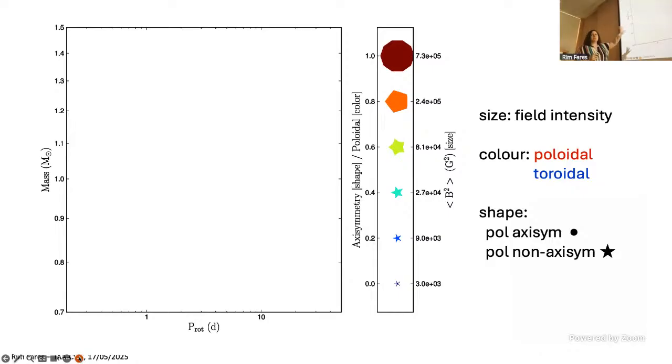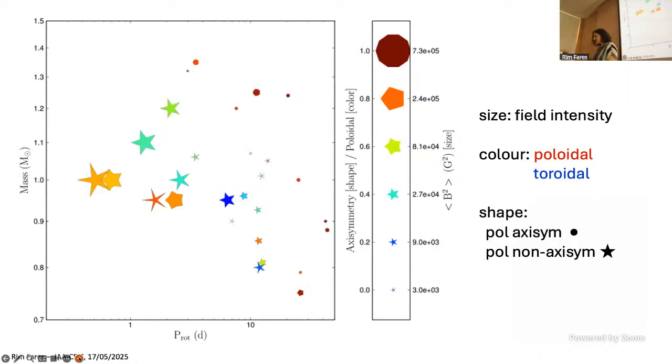Before adding the stars, I'll just tell you that each star will have a symbol. The size of the symbol will indicate how strong the field is. The bigger the symbol, the stronger the field. The color will indicate if it's more radial or poloidal or azimuthal: red is radial and blue is azimuthal. And the shape will tell you if it's axisymmetric or not. Now let's put the stars there. We put the stars there and you see a zoo of possibilities.